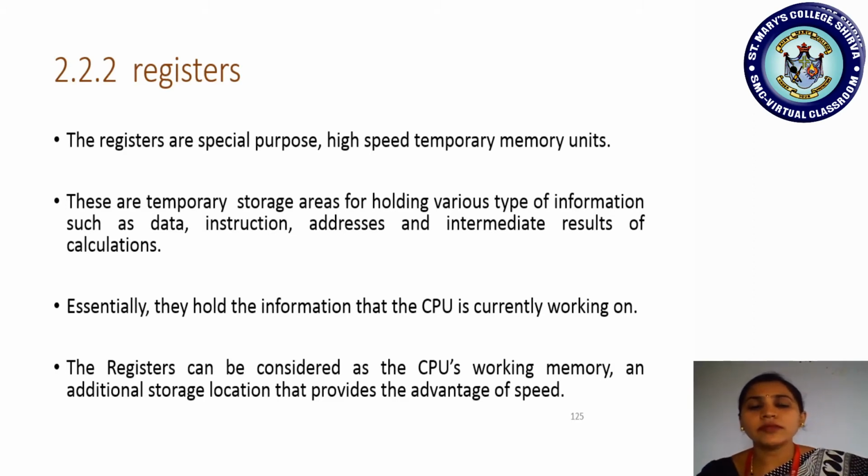So whichever data the CPU is working on at that present moment, such data are held by the registers, and these registers can be considered as the CPU's working memory. So the present working memory will be referred to as what? The registers, an additional storage location that provides the advantage of speed. The purpose of having this working memory is to gather the data required by the processor in order to make its execution faster and efficient. Okay.